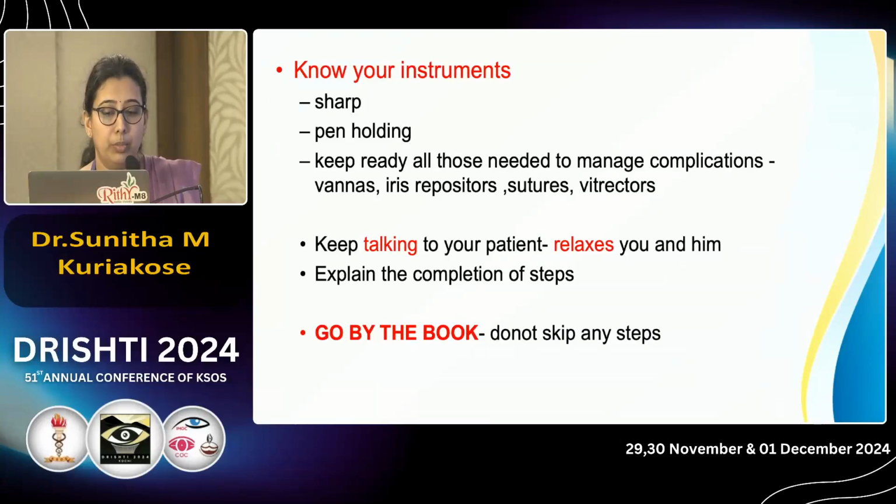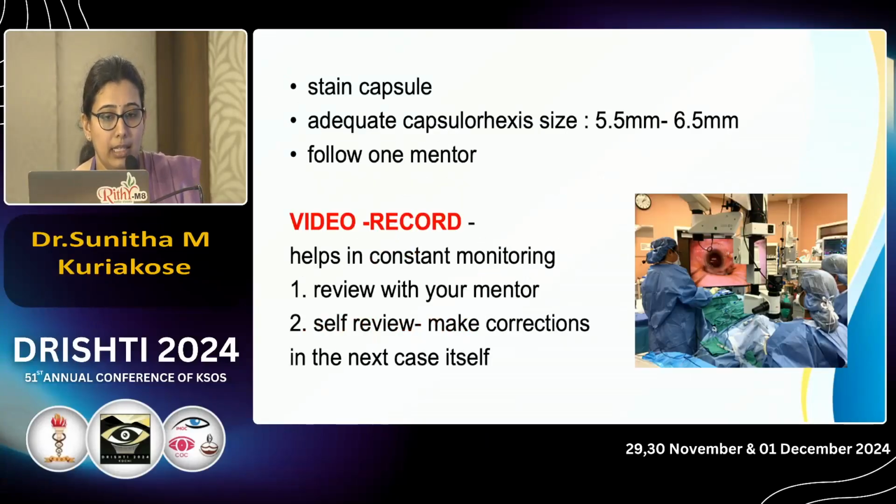Always go by the book. Do not skip any of the steps. Always stay in the capsule. We need an adequate capsular excess of 5.5 to 6.5 mm. Always follow one mentor. You stick to one person's teachings. Don't follow everyone who gives you advice.